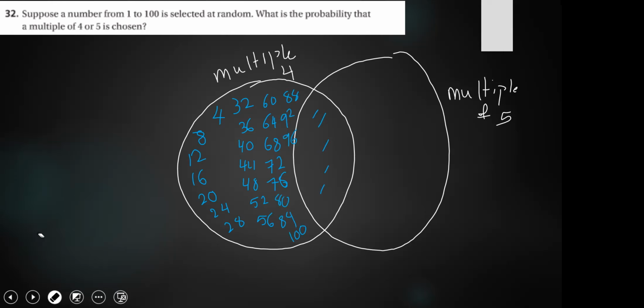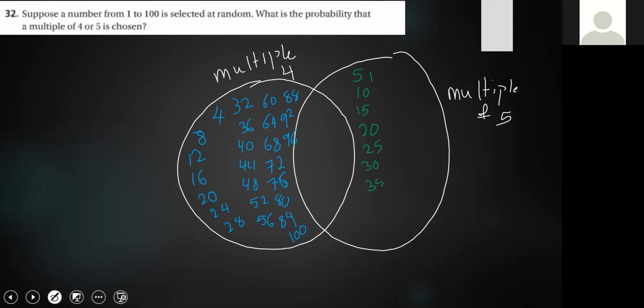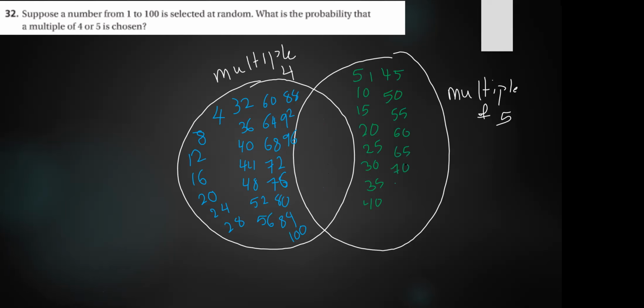Now, let's write the multiples of 5. We have 5, 10, 15, 20, 25, 30, 35, 40, 45, 50, 55, 60, 65, 70, 75, 80, 85, 90, 95, and 100. This is the first step.